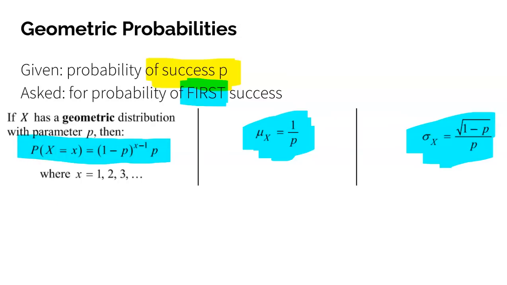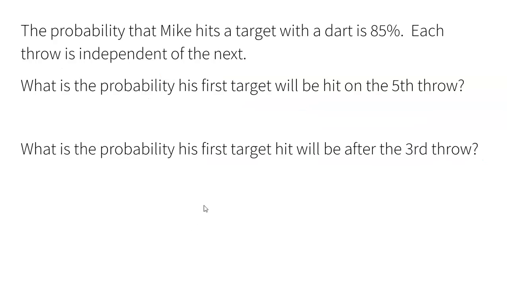Let's go back and use Mike's example for a second here. The probability that Mike hits a dart is 85%, but again, no number of trials. Now, what is the probability his first target will be hit on the 5th throw? What this means is that we're looking for his first target hit to be on the 5th throw, which means the first 4 were all failures. Again, I don't have to worry about how many different ways that can happen, because it can only happen one way. The first 4 were all failures.